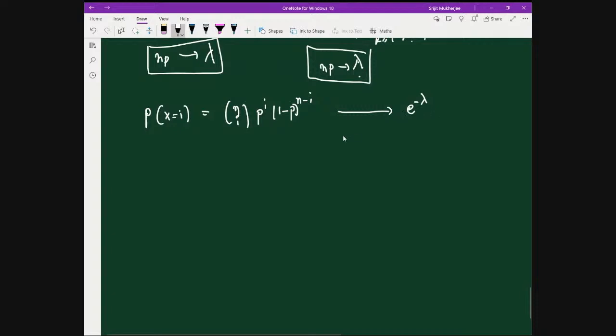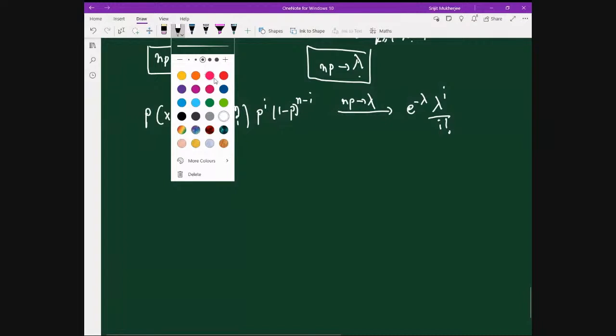So therefore, we need to find this in terms of n and p. That's the beautiful idea. e to the power minus lambda, lambda to the power i by i factorial: this is what you need to show as np goes to lambda. This is a sequence problem, a limit problem of real analysis. That's how probability and real analysis come together in terms of sequences, convergence of probability, convergence of distribution, and stuff like this. So let's prove it, guys.